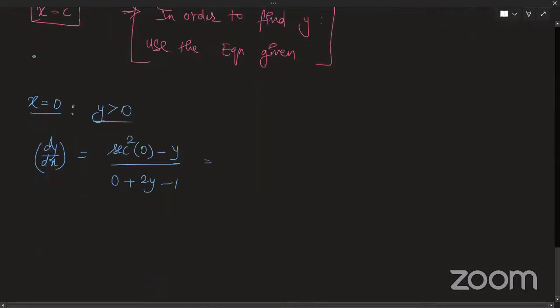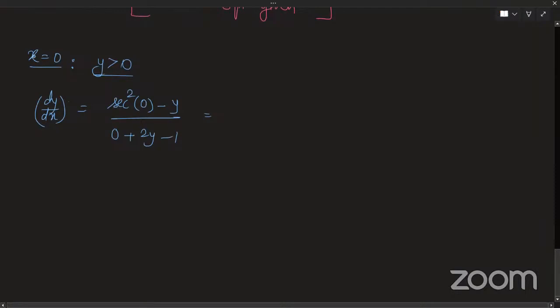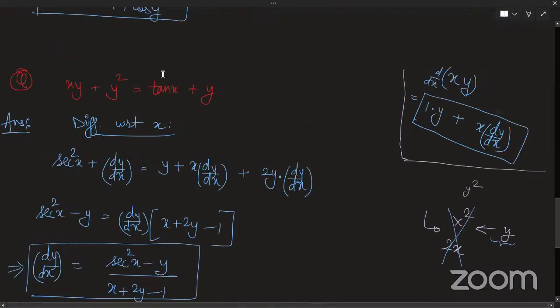Can you tell me what is secant squared of 0? Are you sure secant squared of 0 is undefined? No, it's 1 by cos square, right? Cos square of 0 is 1. So 1 by 1, it is 1, right? 1 minus y divided by 2y minus 1, right? Is this correct? Okay. Now, what would you do about y? How will you find y? So use your original equation.